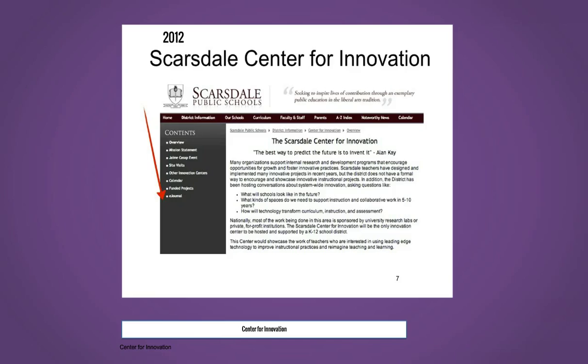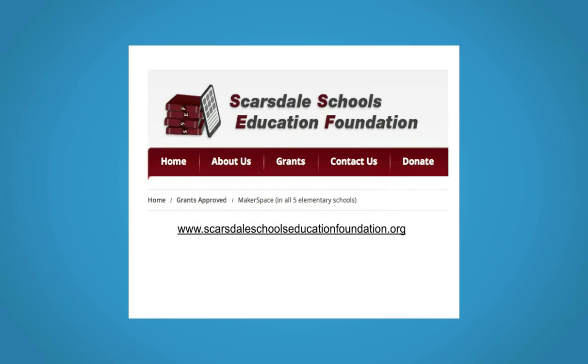Also, the Scarsdale Education Foundation gave a grant so that every school could create a Makerspace. All the elementary schools could start building and buying materials for their Makerspace.